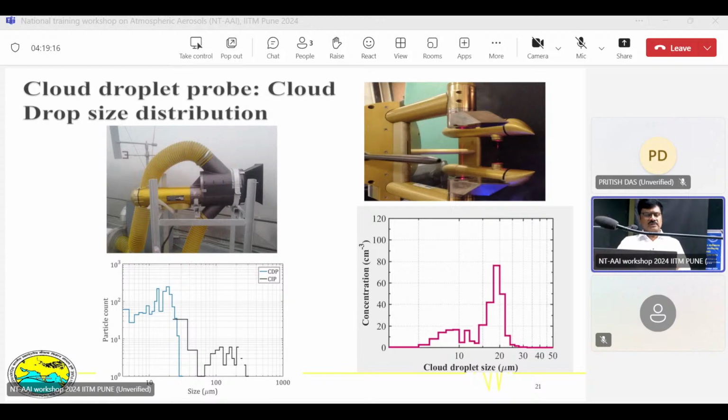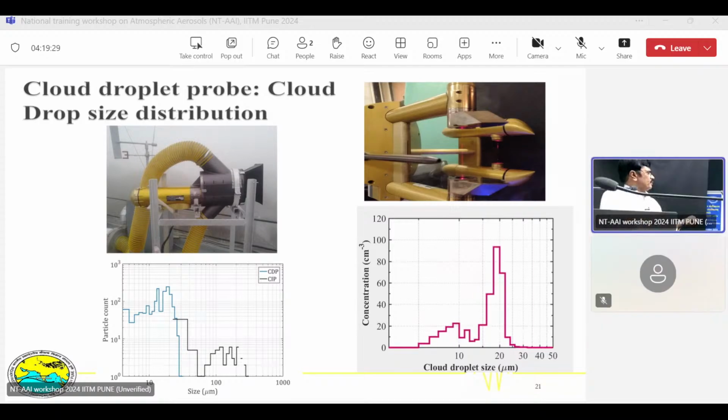So here, this is a combination of two probes. What you're seeing here is the two probes. One is the cloud droplet probe, which covers 3 micrometer to 50 micrometer. The other one is covering from 25 micrometer to about 250 micrometer. So you use two different probes. One is an optical probe, the other one is an imaging probe. I will come to that.